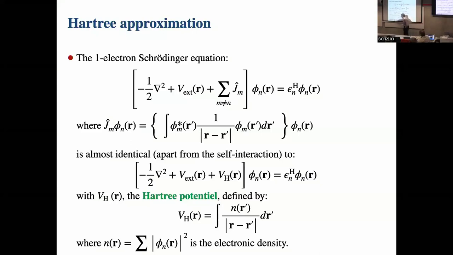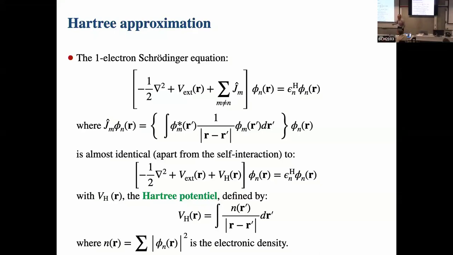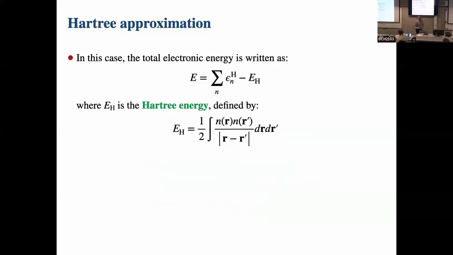So the sum here goes over all n, whereas this one goes over all of them but the electron itself. Okay. So this one includes what is called the self-interaction. So the density here includes the electron that we are looking at, okay? And so this electron is interacting with itself, whereas here you don't have that, okay? And so again, you can write the total energy as the sum of the eigenvalues minus the correction, and this correction is the double counting.